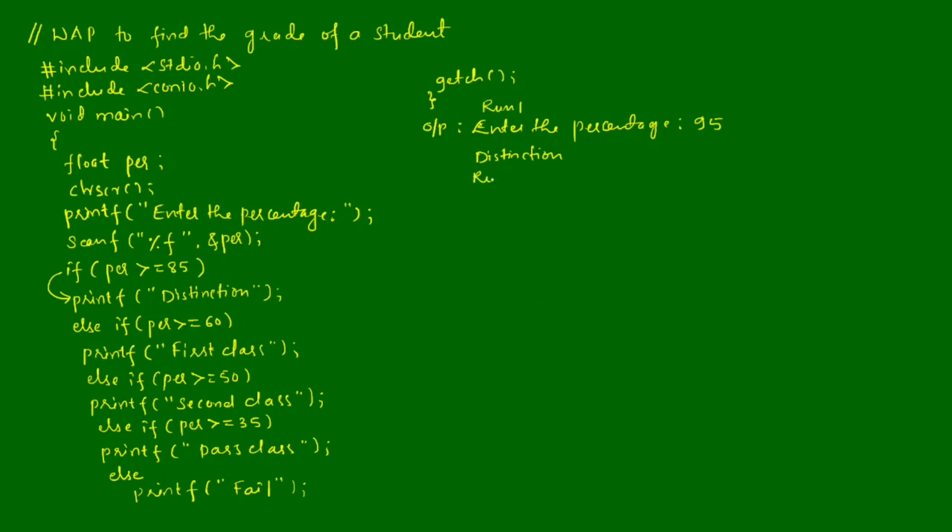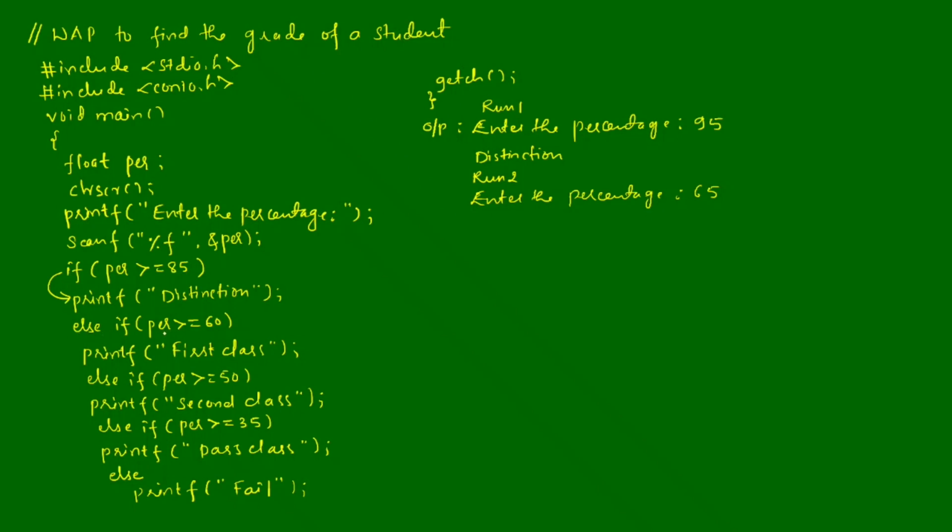So once again, we are going to run this program, that is called run 2. Once again, it is going to ask the user to enter the percentage. Here I'm going to enter, for example, 65. Here you can check out the first condition is false because percentage is right now 65. Is 65 greater than or equal to 85? No, it is returning false. So it is going to check out the next condition.